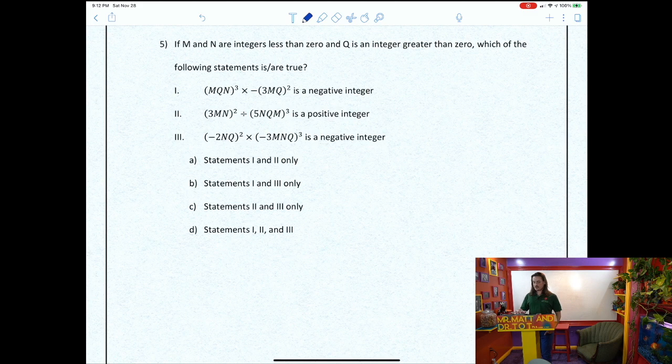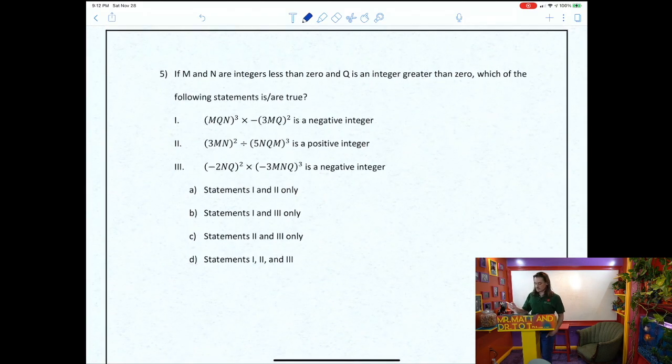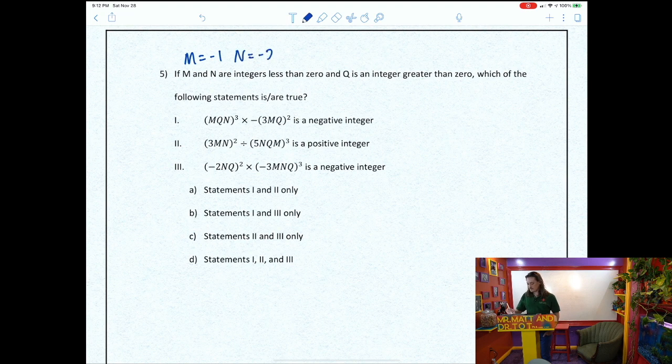So the domain for m, n, and q is the same as in 4. So we're just talking about negative numbers for m and n. So maybe m is negative 1, n is negative 2, and a positive number for q, so maybe q is positive 1. But thinking about this conceptually, in 1, we're going to have m times q times n. So we're talking about negative versus positive here.